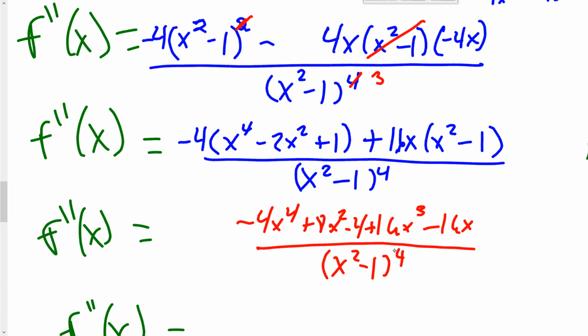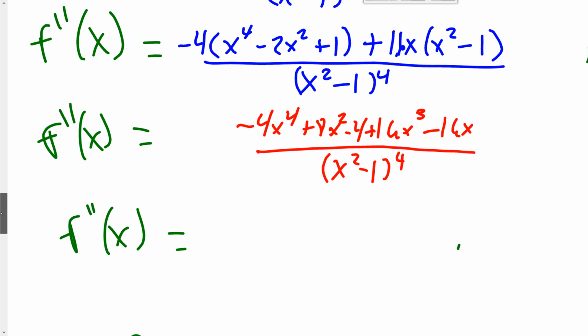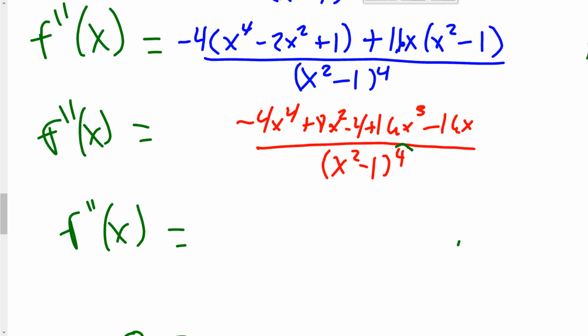So again, when I take the second derivative and I set it equal to 0, I really don't care about the bottom at all, because I know anything on the bottom to the 4th is going to be a positive, right? And when I'm setting this equal to 0, I just care about the numerator being 0, so really all I care about is just the numerator being 0.